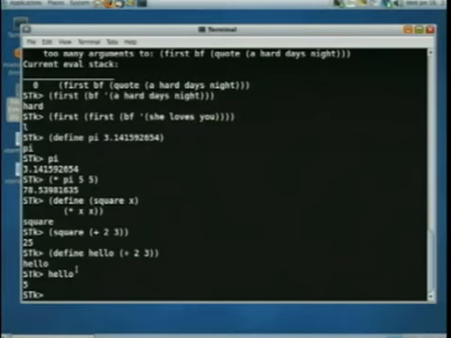Oh, yeah, special forms. There's about a dozen of them. Define is the first one that you're learning. And we'll see a couple more as this week progresses.